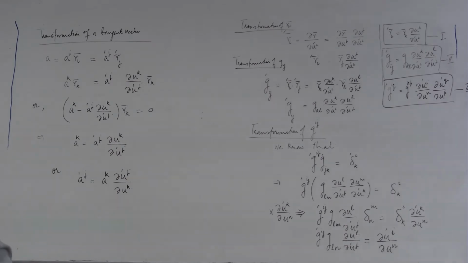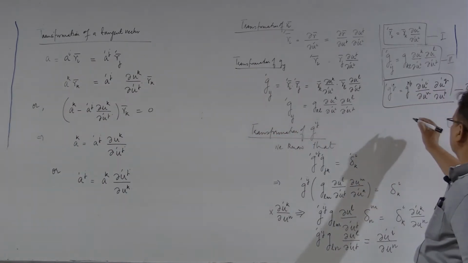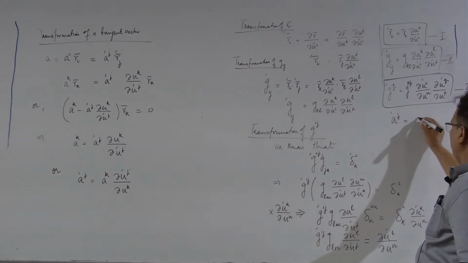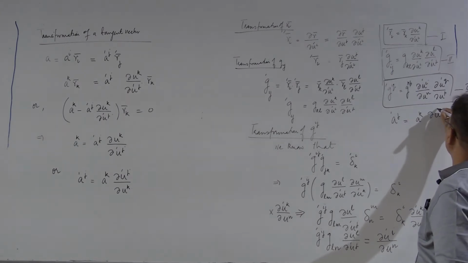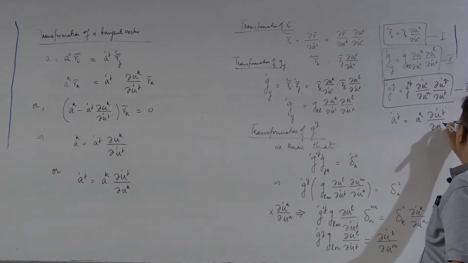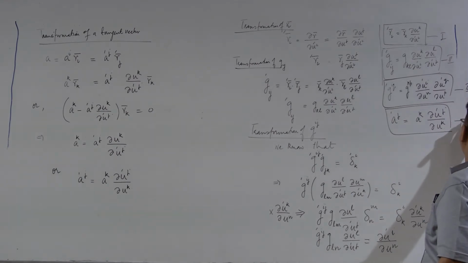So, this I can write down as a fourth law. So, number 4 is A dash j equal to A k del u dash j upon del u k. Number 4.